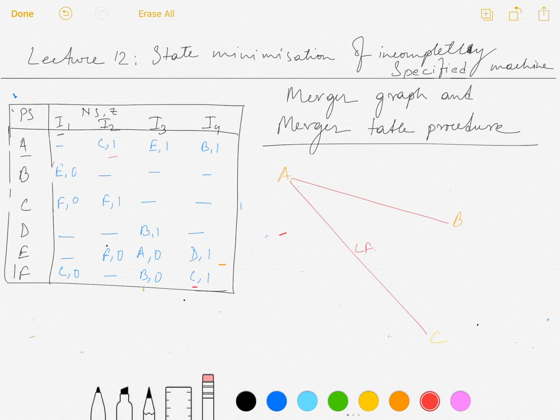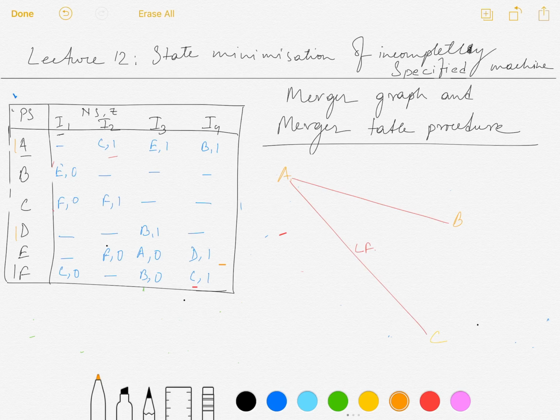Next, check for AD. Now, for AD, the I 1 output is the same, the I 2 output is the same, the I 3 output is specified and also the same, and the I 4 output is the same. So, AD will be compatible if its implied pair, where the output is specified, that is for I 3, and the next states are EB, is compatible.